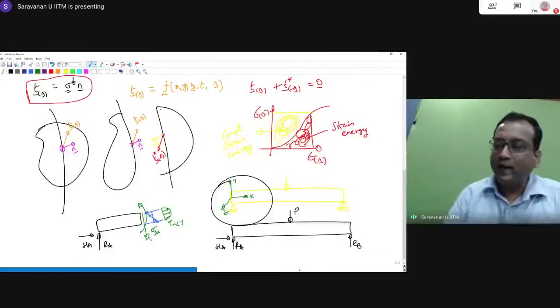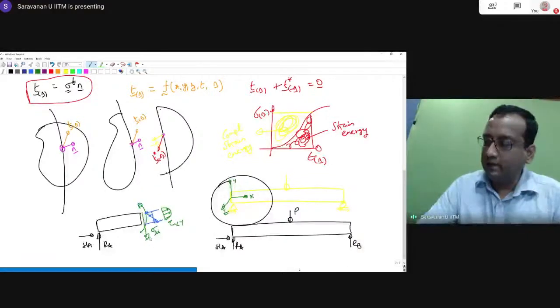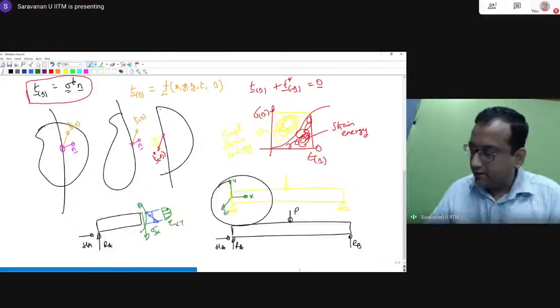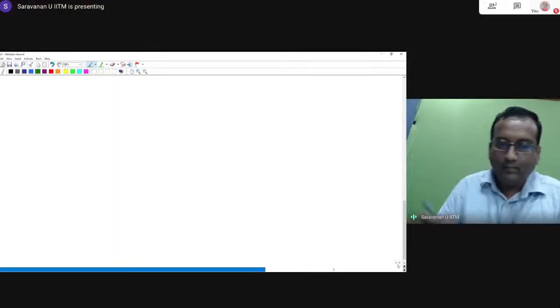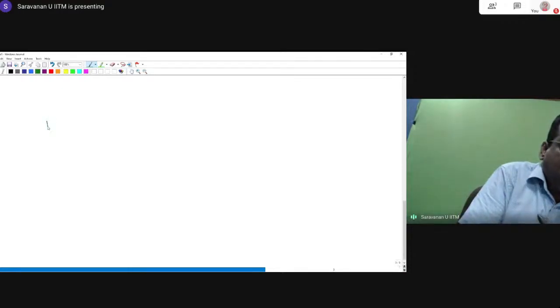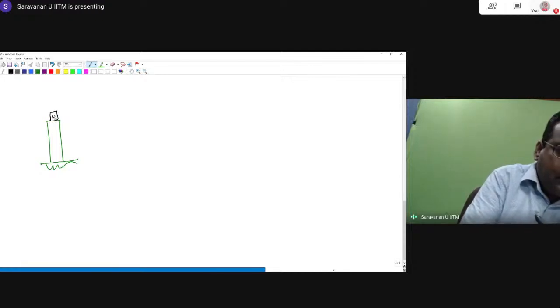Strain energy is in fact a form of potential energy. Let me illustrate that through an example. Forget beam bending. Let's say I have a steel rod and I place a weight W on top of it.